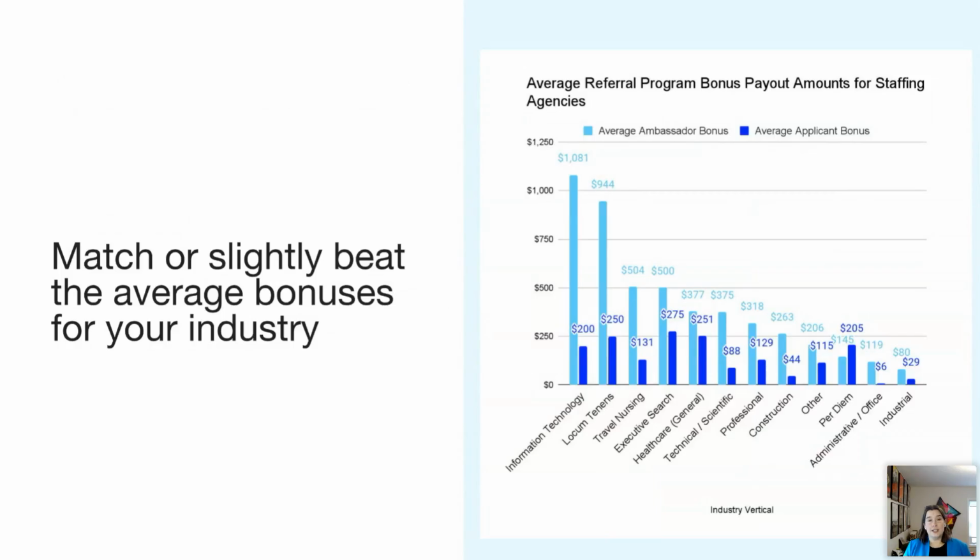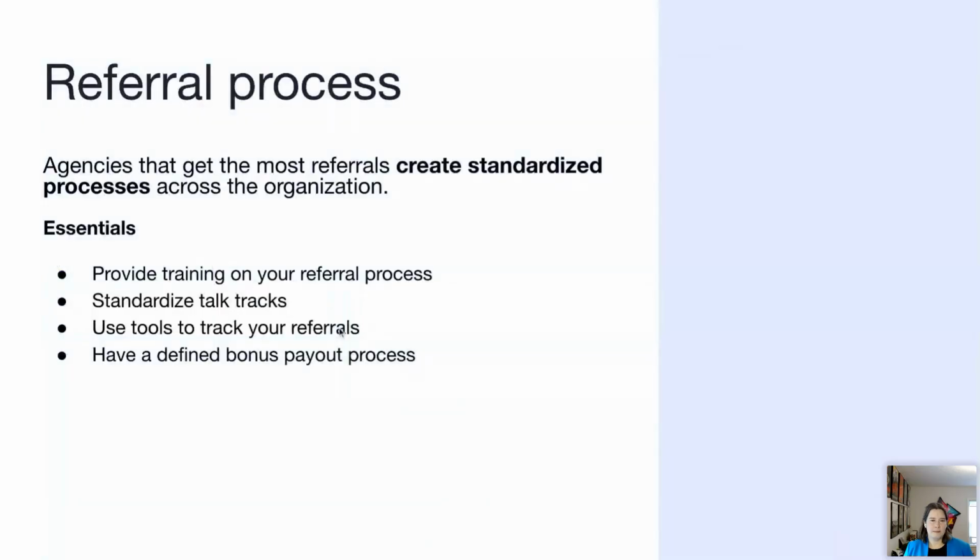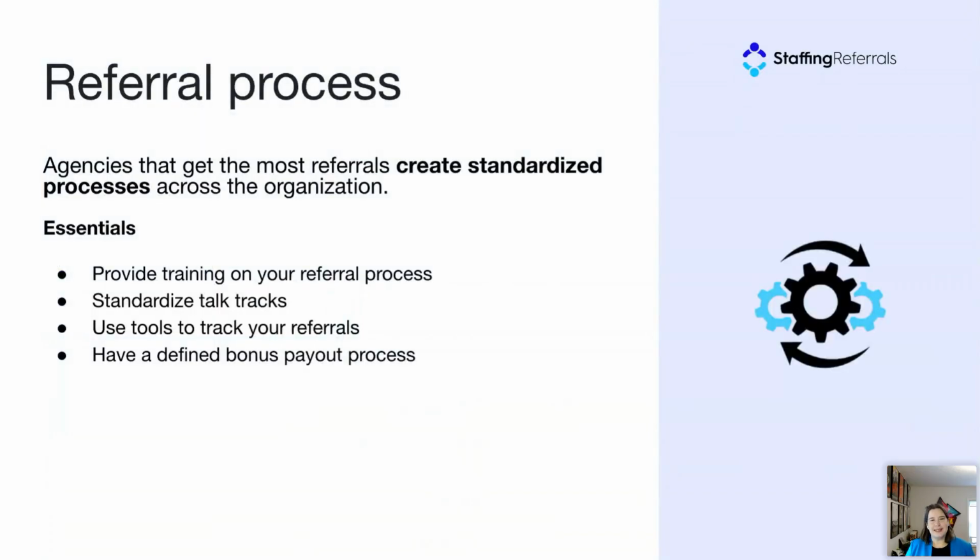Okay, finally, we're going to turn to the process of how you implement the referral program. And these are all the things that your team does to keep those referrals coming in. So agencies that get the most referrals are the ones that have standardized processes across the organization to handle those. So again, we have some essentials, a level up, and then a few things to avoid.